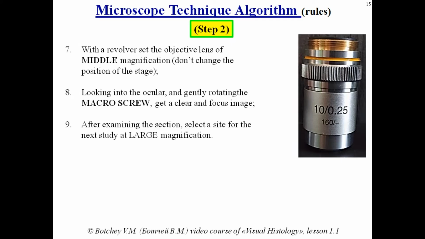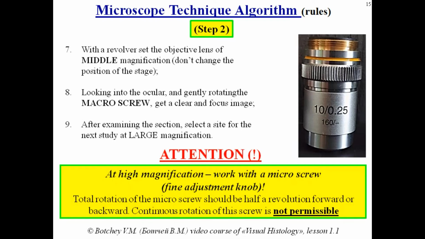Now attention and remind. At high magnification, we work with a micro screw, fine adjustment knob or small knob. In this case, the total rotation of the micro screw should be half a revolution forward or backward. Continuous rotation of micro screw is not permissible.